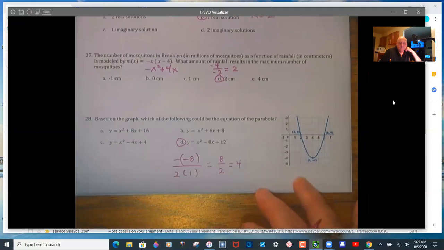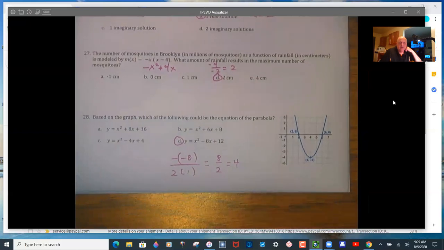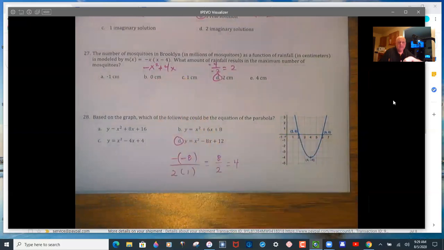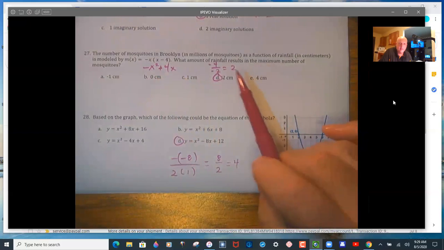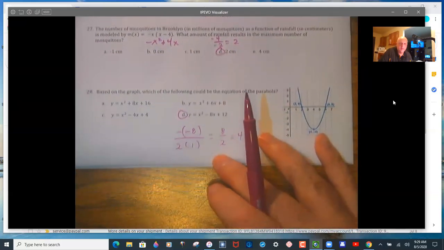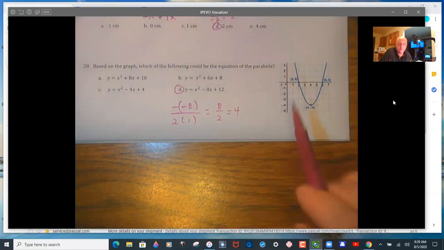27. Okay, asking for the x value of this vertex. So negative b over 2 times a. That the x is the amount of rainfall, and then y is the number of mosquitoes. So just calculate the x value of the vertex, negative b over 2a. That gives you 2. Based on the graph, which of the following could be the equation?